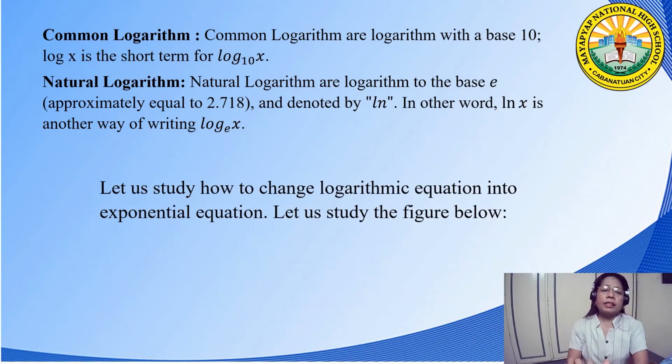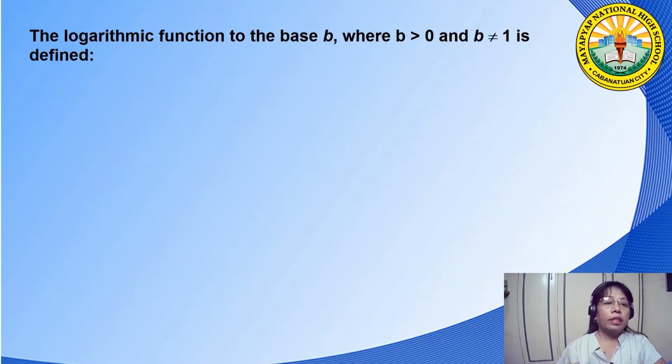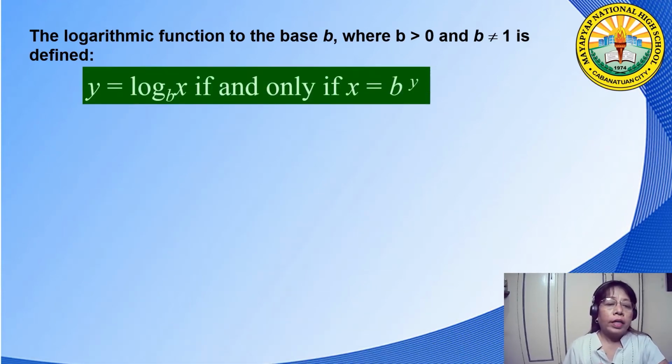Let us study how to change a logarithmic equation to an exponential equation. Let us study the figure below. The logarithmic function to the base b, where b is greater than 0 and b is not equal to 1, is defined: y equals logarithm of x to the base b if and only if x equals b raised to y. So y equals log base b of x is in logarithmic form, while x equals b raised to y is expressed in exponential form.